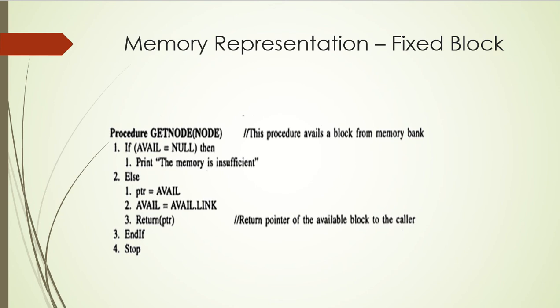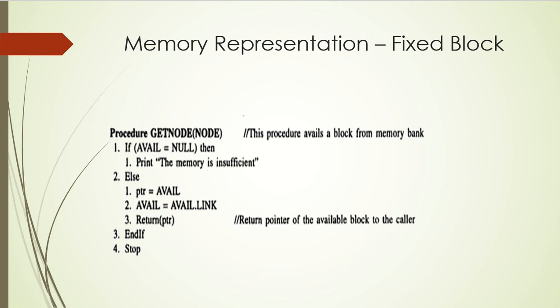Initially you have to check whether avail is equal to null. If avail is equal to null, that means there is no memory space left, so you cannot cater to the request. You say that it's insufficient, and the request cannot be approved. Else, if avail is not null, then at least there is one fixed block remaining inside the memory bank.